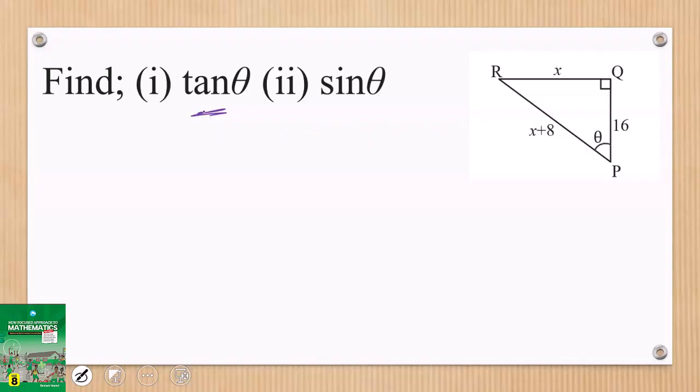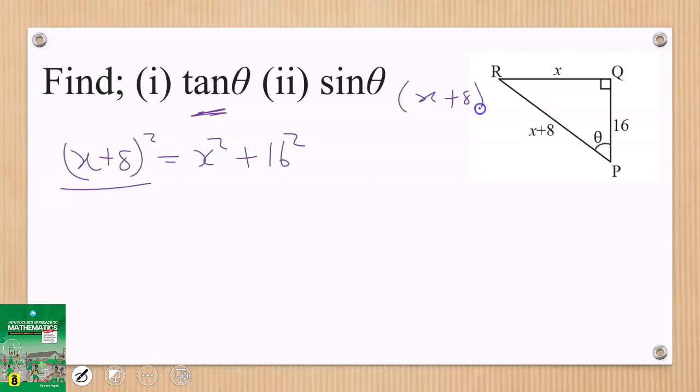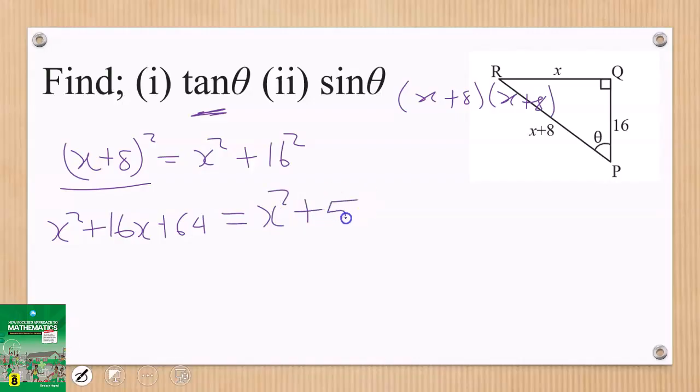Now we know that by Pythagoras theorem, the longest side squared, that is the hypotenuse side squared, should be equal to the sum of the two other side squares, so plus 16 squared. Now we can expand this part. Take your time and go like x plus 8 times x plus 8. You end up getting an answer like this: x squared plus 16x plus 64 is equal to x squared plus 16 squared, which will give us 256.